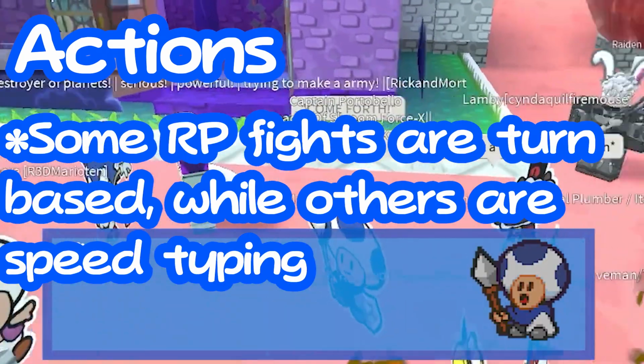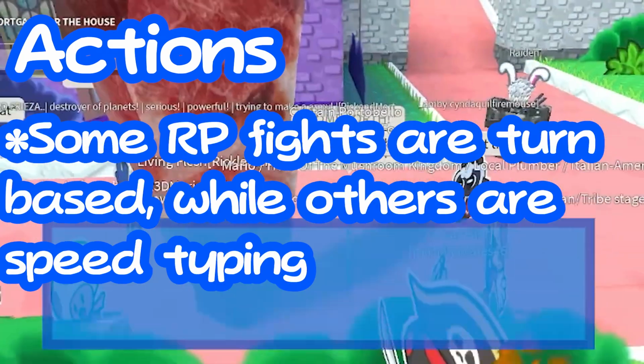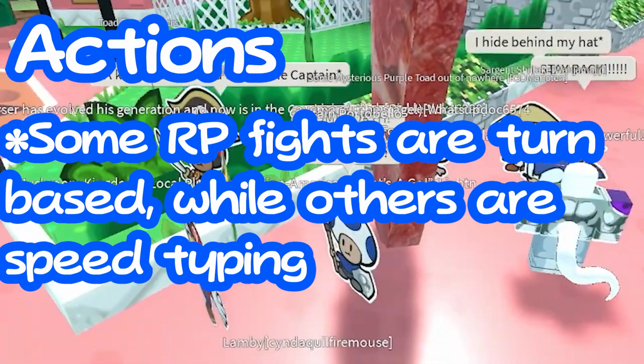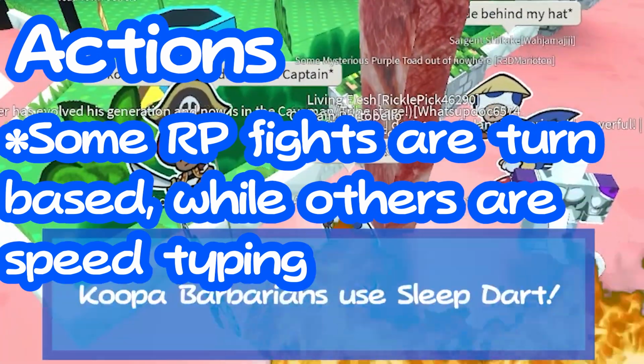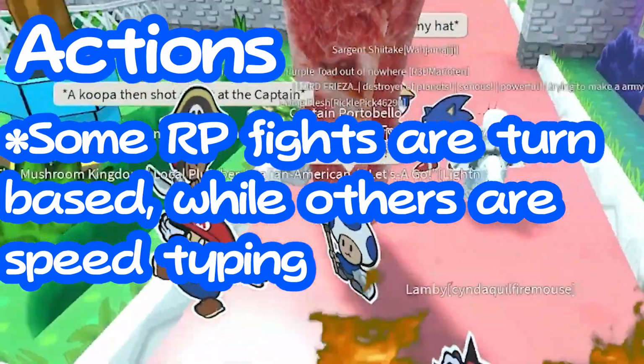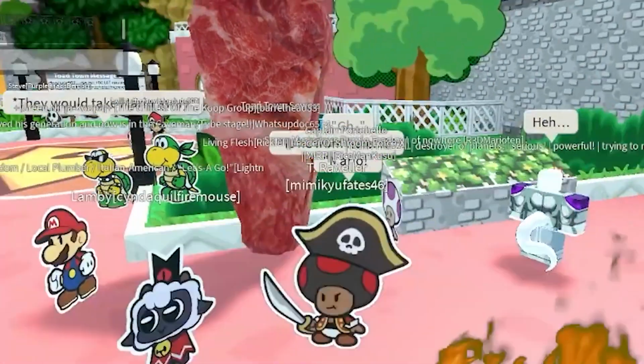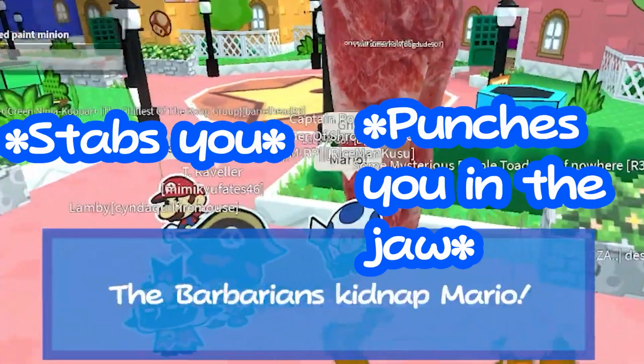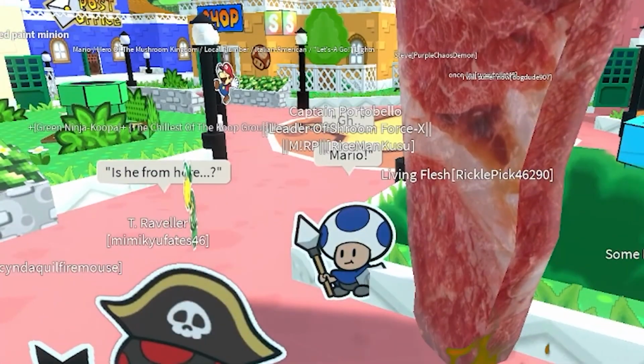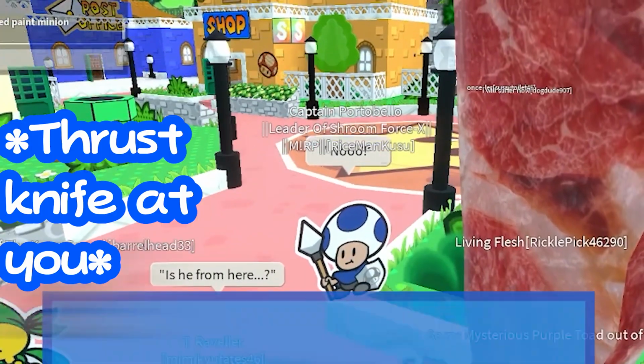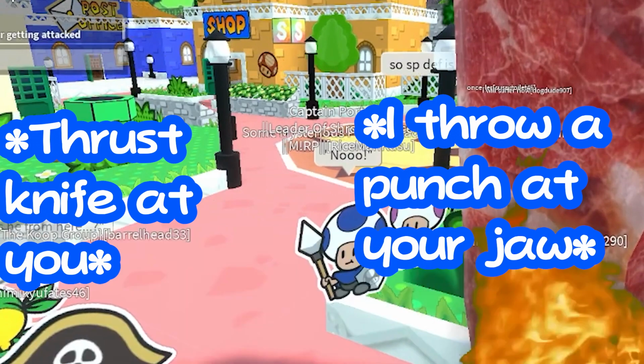Combat and roleplays can depend on the type of game. Some fights are just who types the fastest, while others are turn-based. So if you want to partake in some combat roleplays, be ready to speed type. Now when it comes to actions, I try my best not to just say stabs you or punches you in the jaw. I instead try to say thrusts my knife forward or throws a punch at your jaw to give my opponent an opportunity to retaliate and counter my action.